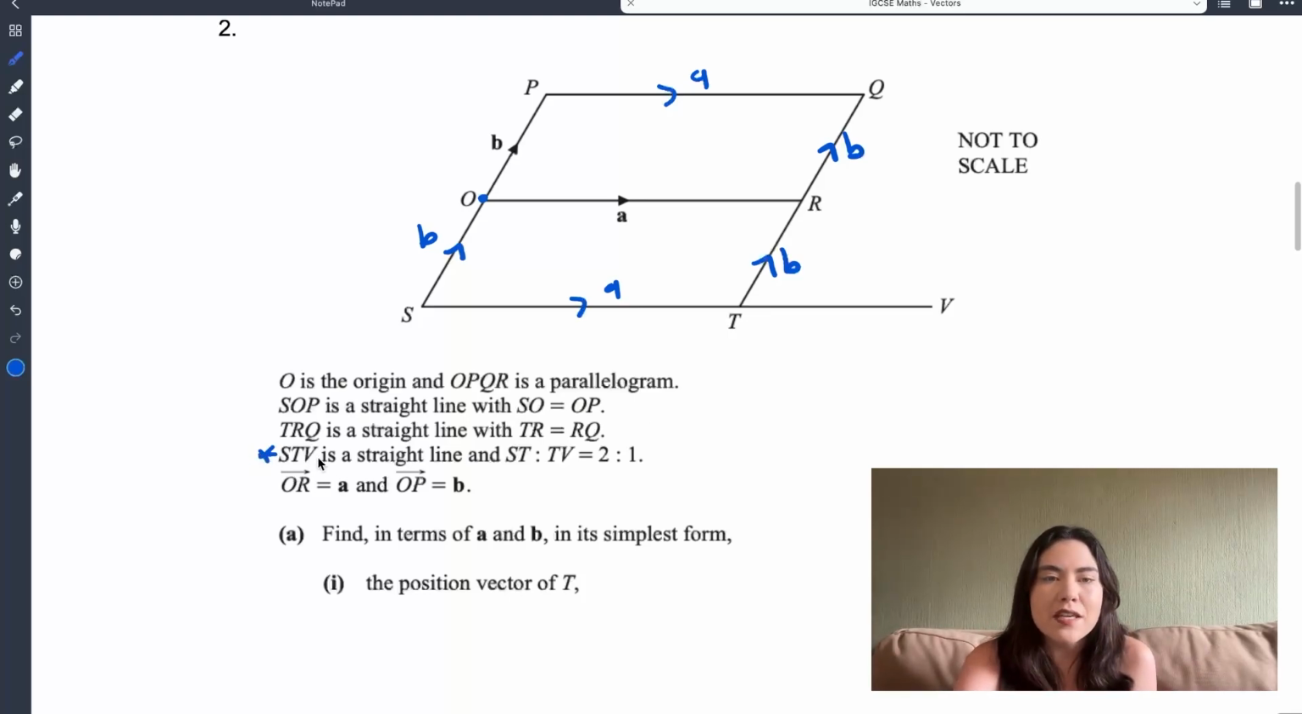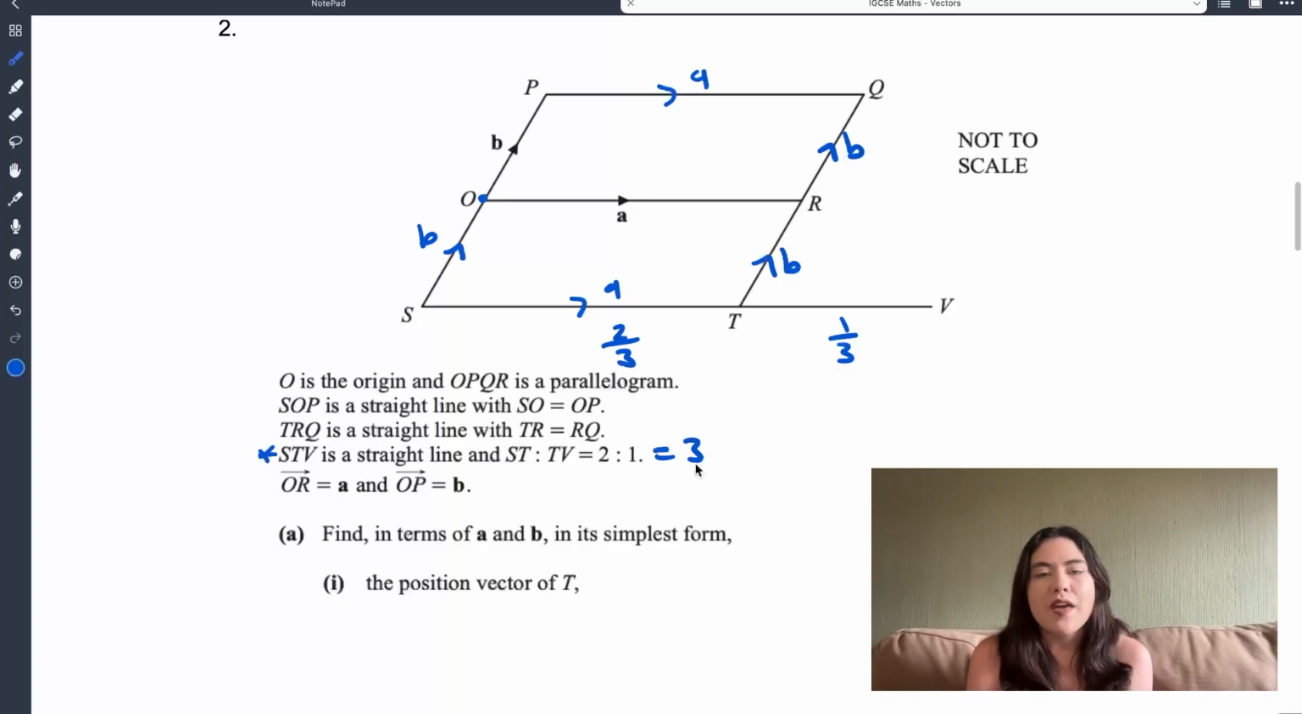Okay, cool. Now we can't read the question yet because now we have to investigate this 2 to 1 ratio. So STV is a straight line where ST and TV are in a ratio of 2 to 1. So that basically means that this is 2, this is 1. So this would be 2 out of 3 and 1 out of 3 of the entire line of SV. Remember, what we do is we add the ratios and then we pop the correct number over the total to get the part of the line that we're looking for. All right, now we can get to the question.